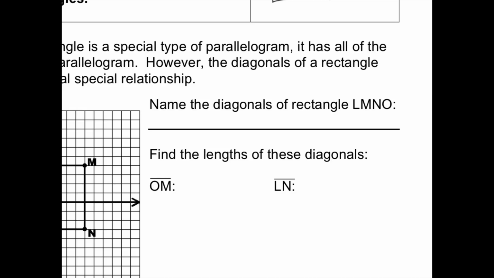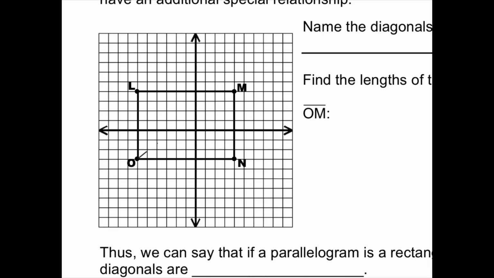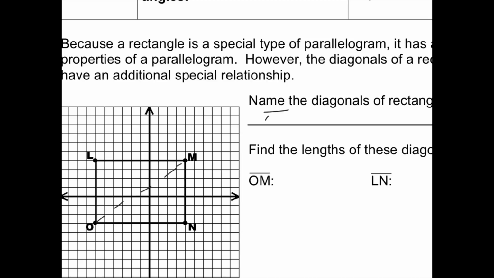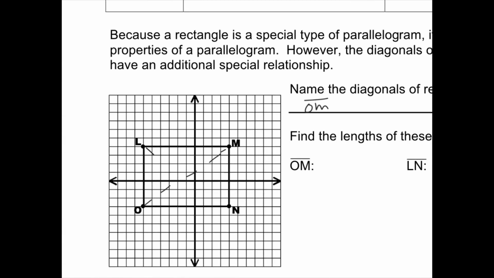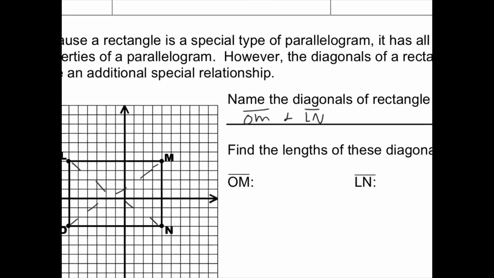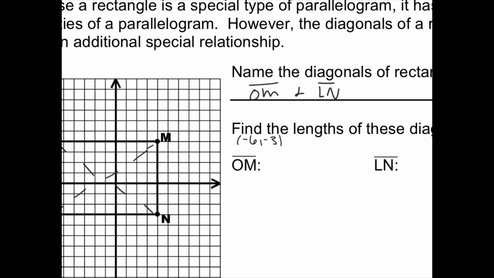It says first, name the diagonals of rectangle L, M, N, and O. So I'm going to draw the diagonals in here. Looks like one of my diagonals is segment OM, and the other diagonal is segment LN. Now we're going to find the lengths of these diagonals, and the way we do that first is we have to have the coordinates of each of the points. So we're going to start with OM. It looks like the point of O is going to be -6, -3. And then the point M, I'm going to put O out here so we remember, M is 4, 4.